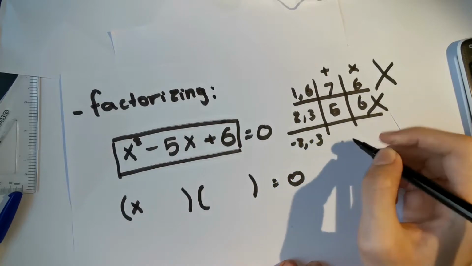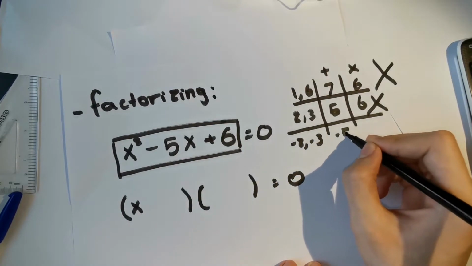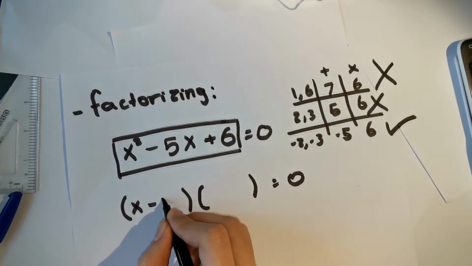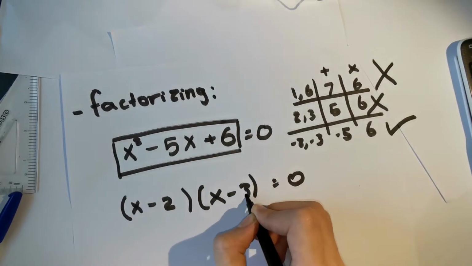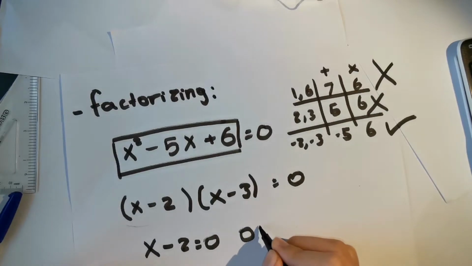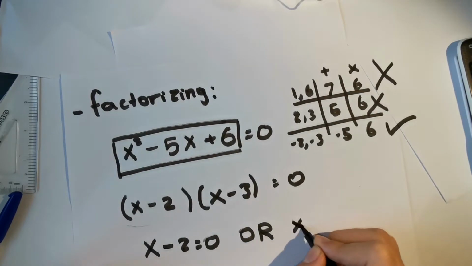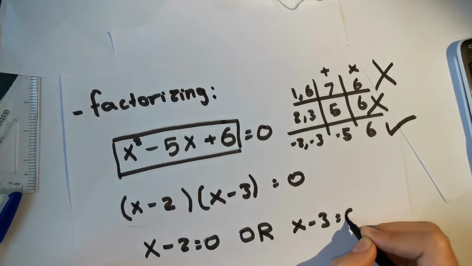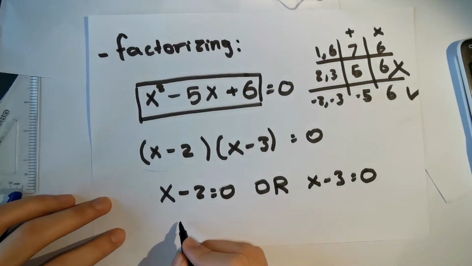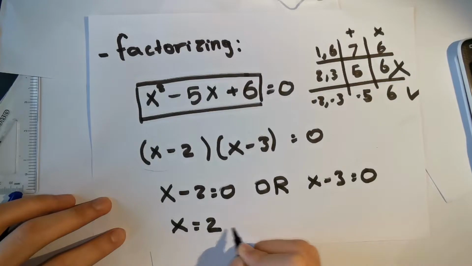If we choose -2 and -3 this time, this would give us -5 as the sum and 6 as the product. So those are the two numbers. We just add them into the brackets. So here we have the factorized equation with the two brackets, and when you multiply two factors and get 0, one of them must be equal to 0. So x minus 2 equals 0 or x minus 3 equals 0. And so we have the answer, the values of x: x equals 2 or x equals 3.